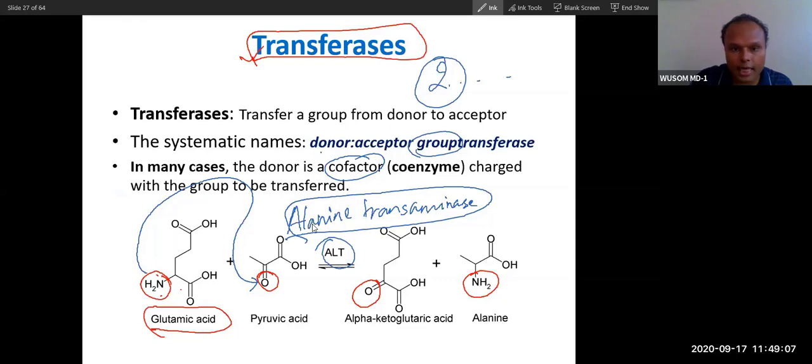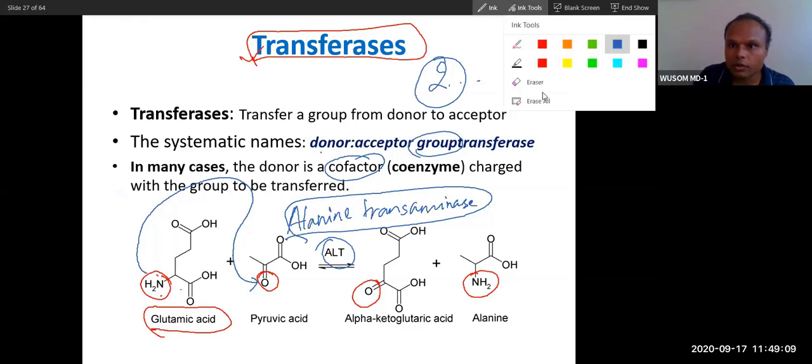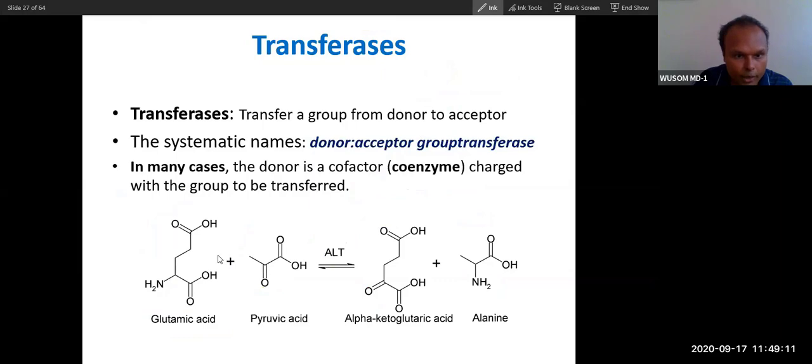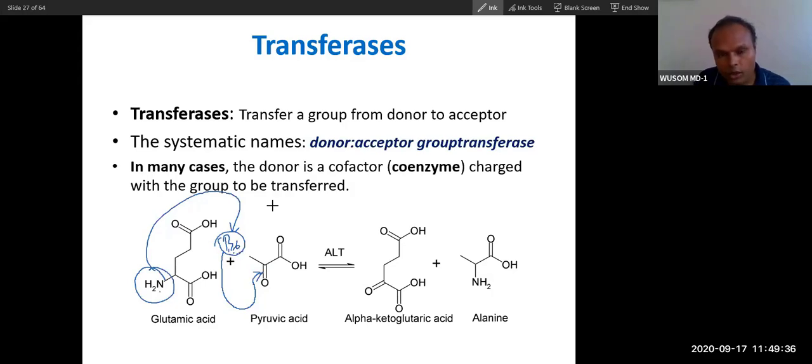Even if you don't understand here, let's take the example. There will be an intermediate. Vitamin B6 will be here for this enzyme. The amino group will be taken by this vitamin B6, and vitamin B6 will add it here as an intermediate. So the donor actually will be a cofactor. This cofactor will carry this group and then transfer it. This donor will be an intermediate, an agent, that is the cofactor. So that is what this statement says.